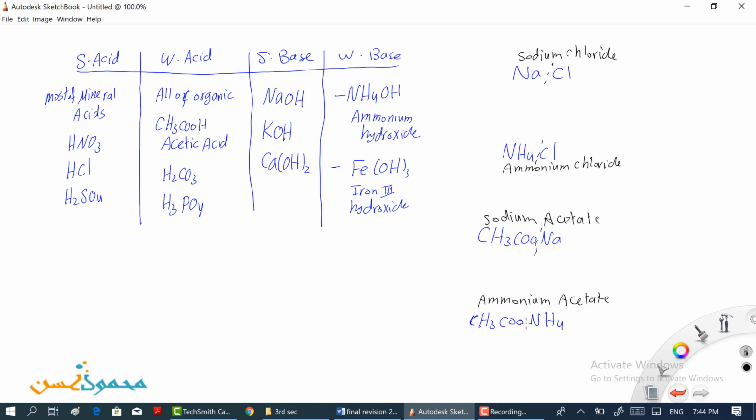Firstly, write the positive and negative parts of each, the acetate being negative since it's organic. Then attach the positive part with OH and the negative part with H. So the positive is attached with OH, and the negative is attached with H.